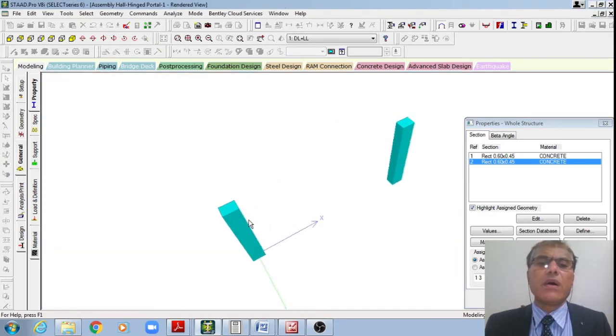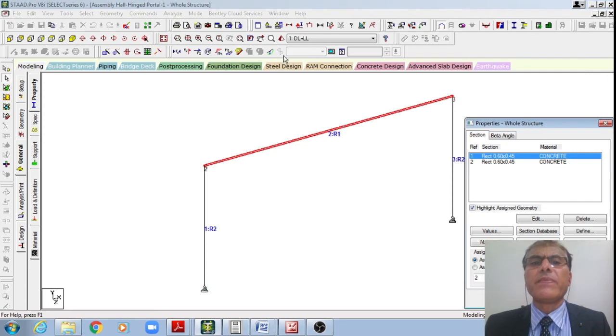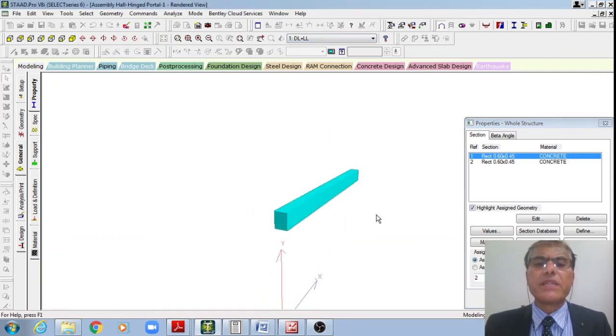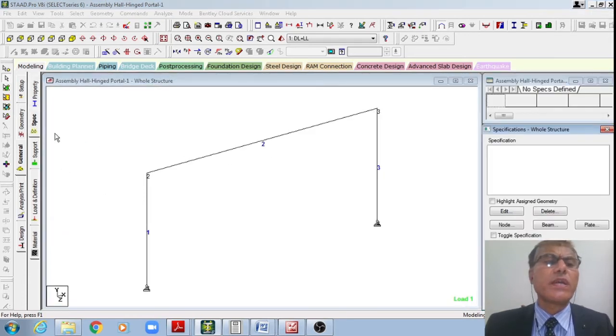That is how the depth is equal to 0.6 and the width is equal to 0.3 for the columns, as well as for the beam. Its width is equal to 0.6 and its depth is equal to 0.45. After all this, the span is 8 meter, almost 25 feet, therefore the depth required is 0.6 meter from experience. Even the material is defined as concrete. Now I don't have any other specification.